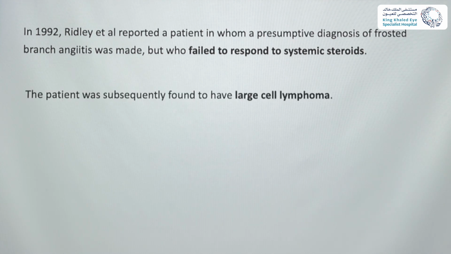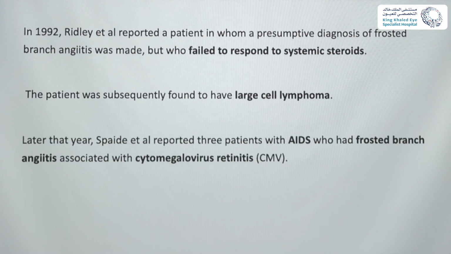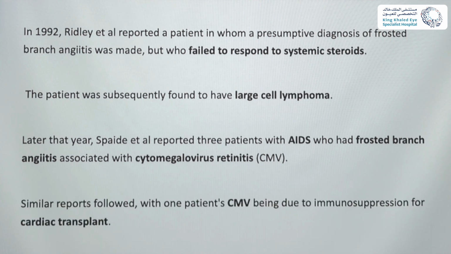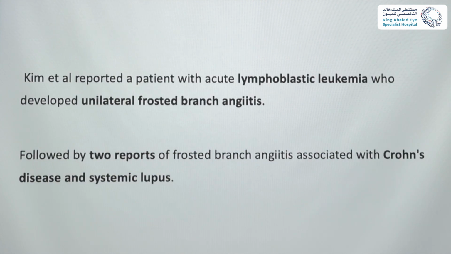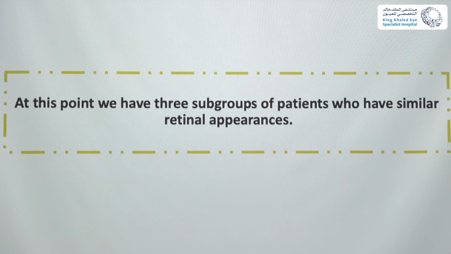Other patients had a large cell lymphoma associated with the presence of frosted branch angiitis. Other patients had CMV-related frosted branch angiitis, either due to AIDS or post-cardiac transplant. Also, some of the patients presented with acute lymphoblastic leukemia, and there are also 2 reports with Crohn's disease and systemic lupus. So at this point, we have 3 subgroups of patients who have similar retinal appearance.